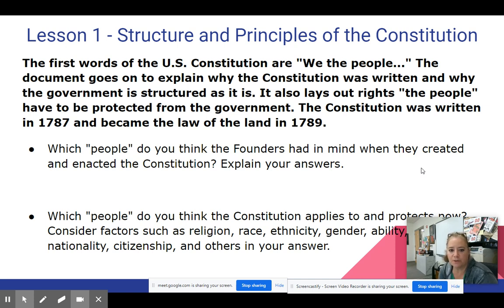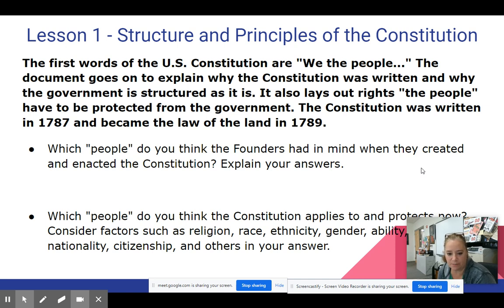So the first words of the U.S. Constitution are "we the people." Then the document goes on to explain why the Constitution was written and why the government is structured as it is. It also lays out rights the people have to be protected from the government. This Constitution was written in 1787 and became the law of the land in 1789. So, which people do you think the founders had in mind when they created and enacted the Constitution?